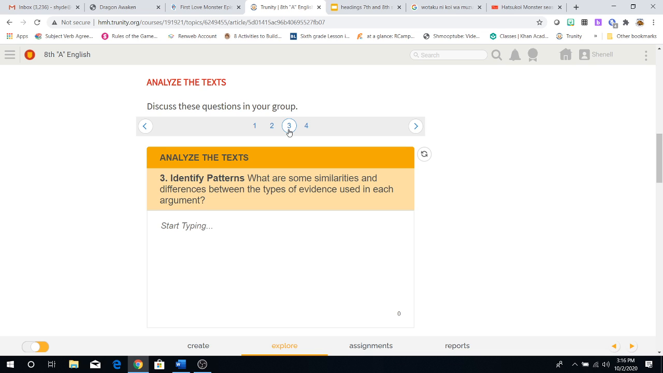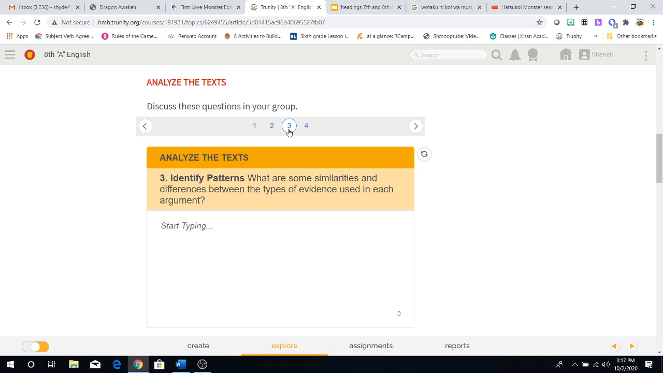Question number 3, identify patterns. What are some similarities and differences between the types of evidence used in each argument? Patterns is when one thing follows the other. Obviously, the biggest pattern is the fact that they're both about technology advancement. So that's where you're going to start out, right in the main idea or the central idea.